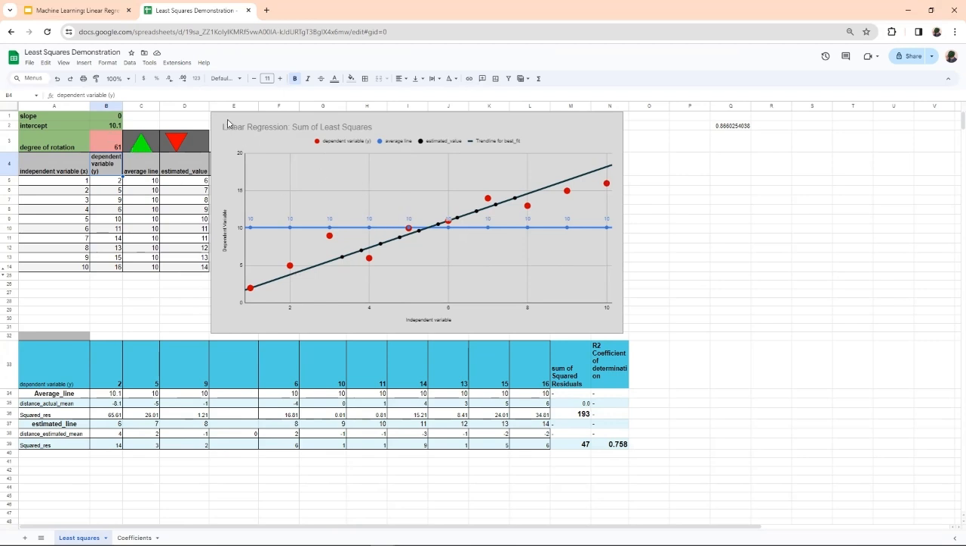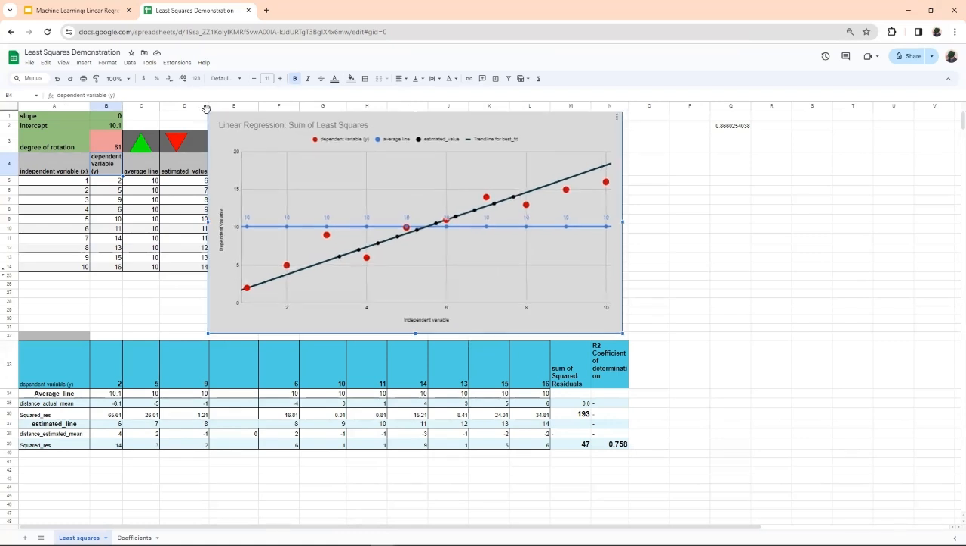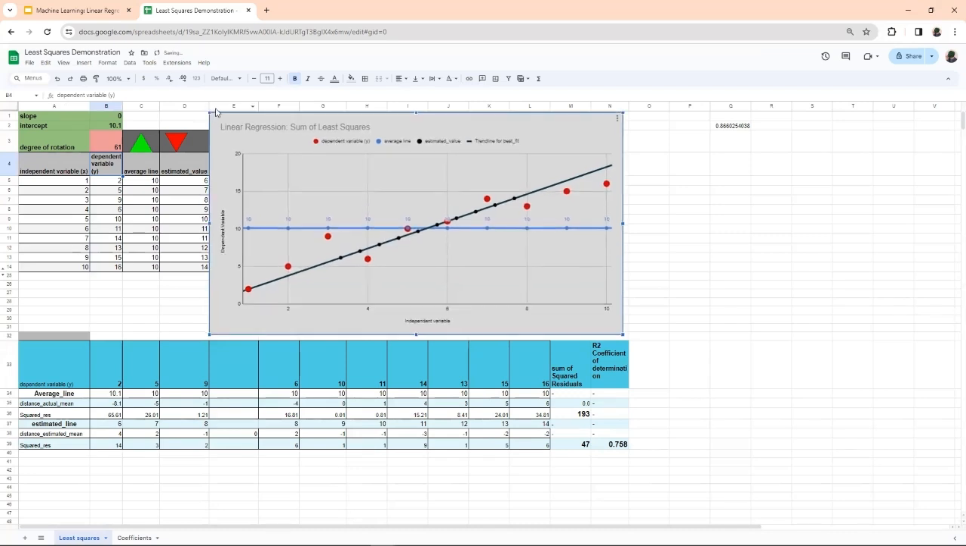In the next video, we will go through a scenario where we use Python and work on a problem of using linear regression to determine the price of an Uber or Lyft trip.